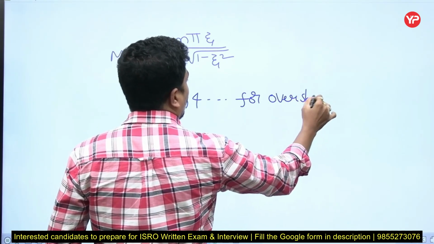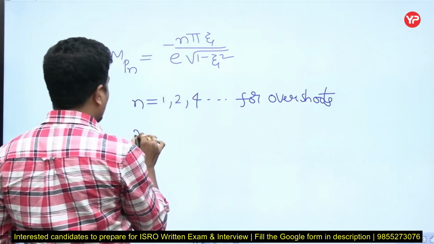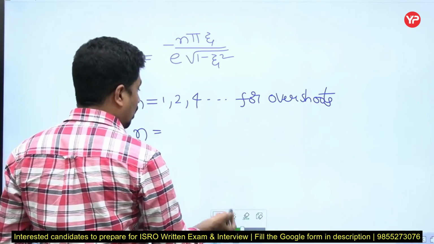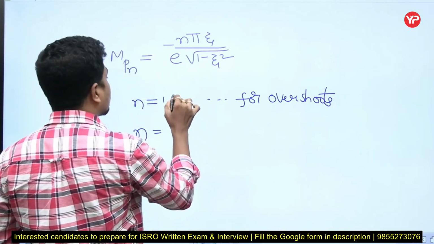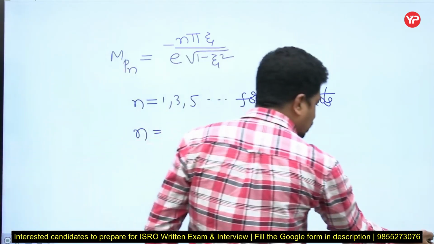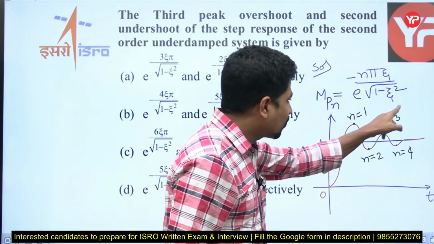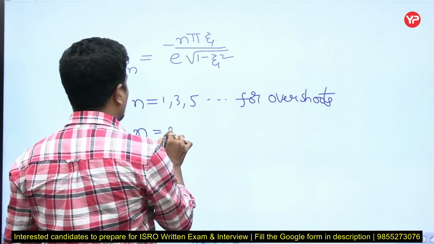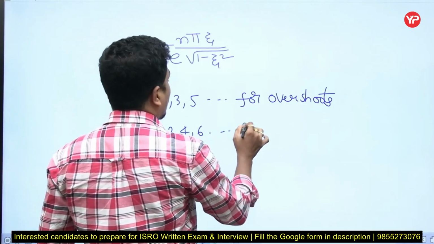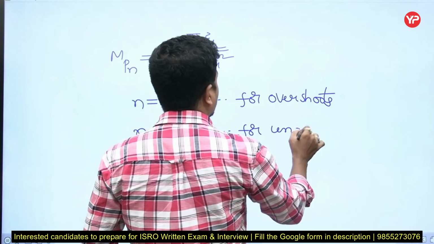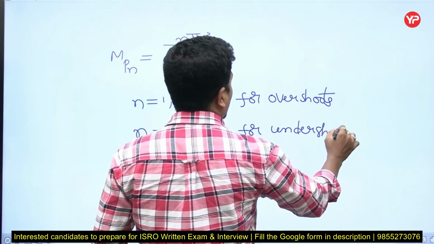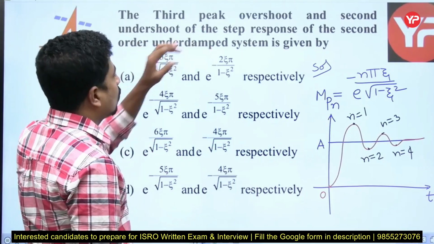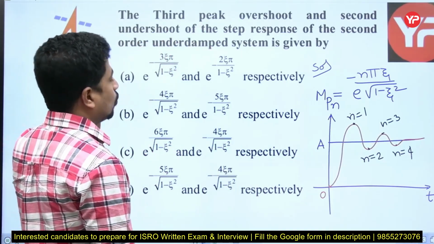Overshoots. n is equal to, sorry, I wrote it wrong, just a minute. 1, 3, 5, odd numbers, and so on. You can observe here: 1, 3, next 5 are overshoots. Odd numbers are overshoots. Then 2, 4, 6 and so on are for undershoots. Now he is literally asking about the third peak overshoot and second undershoot.